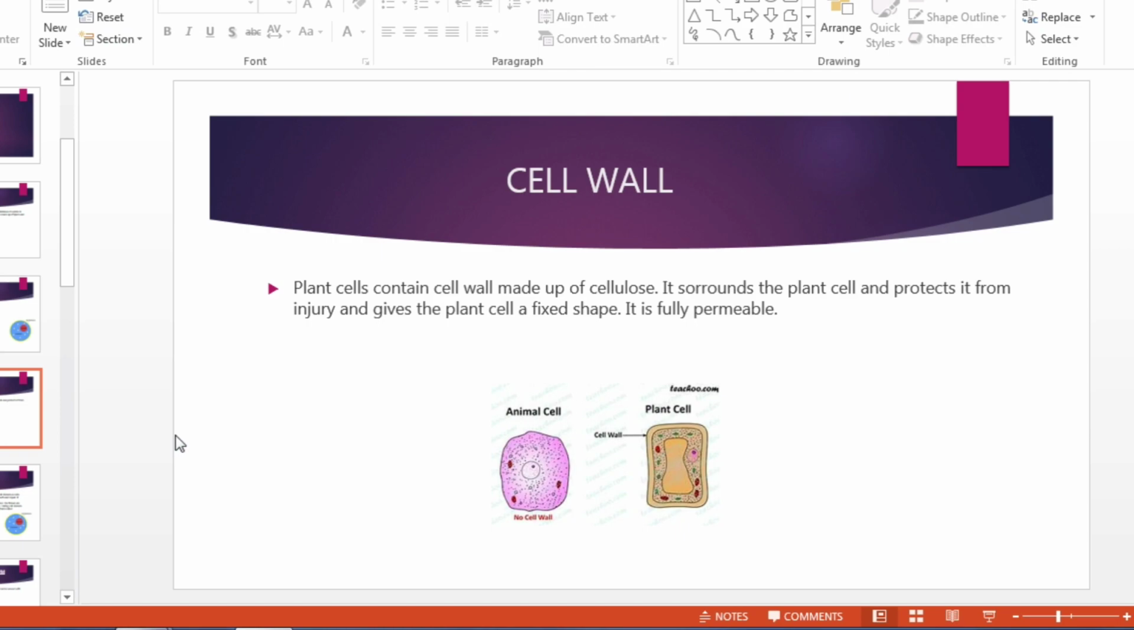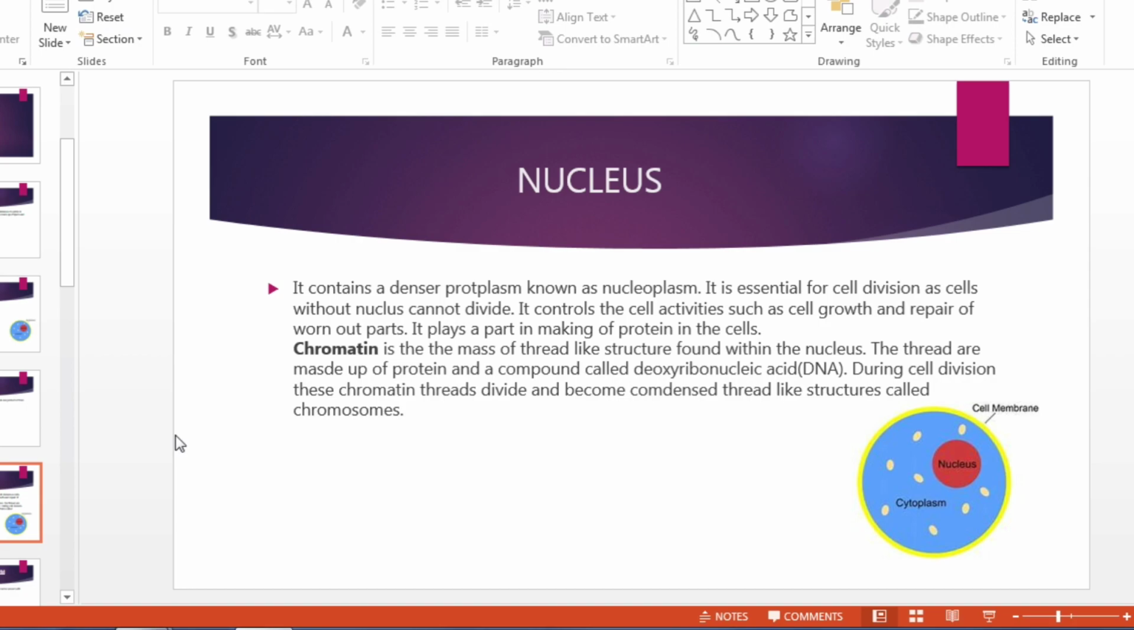In an animal cell, there is no cell wall present, so the animal cell has an irregular shape, and it does not have any kind of protection against mechanical injuries. The next and the most important cell organelle is the nucleus. The nucleus contains a denser kind of protoplasm, which is also known as nucleoplasm. The nucleus basically is the brain of the cell, we can say.